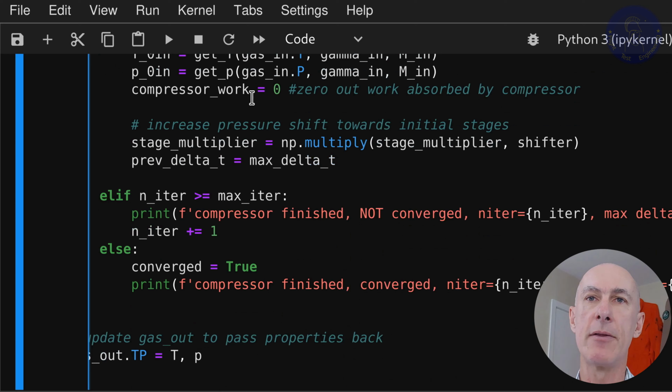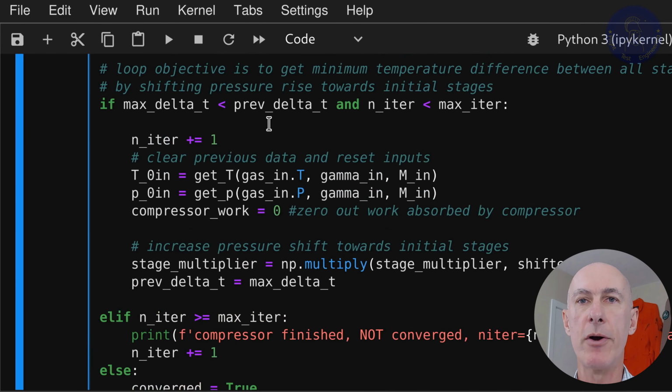We zero in the compressor work because the compressor work that we calculated is no good. And we shift the stage multiplier one step more to the front. And also we say that our previous maximum delta T is going to be the maximum delta T that we just calculated. And we iterate and go again and calculate the loop.